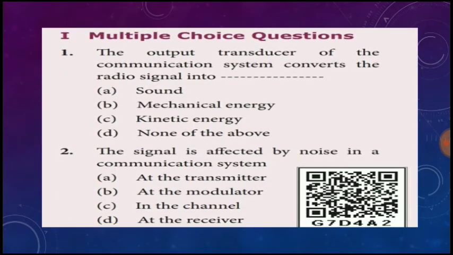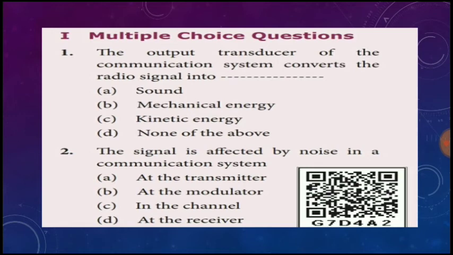Now come to multiple choice questions. We have only 5 questions, 5 one-mark questions. See the first one mark: the output transducer of the communication system converts the radio signal into which one? Sound signal. The answer is sound, because the other 3 options are mechanical energy, kinetic energy, none of them. So the answer is sound, first one, A.